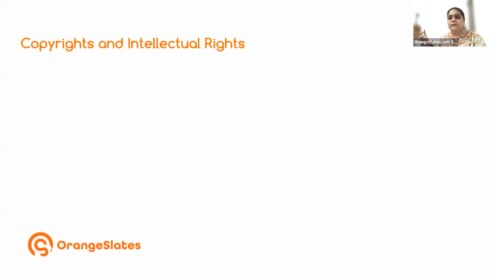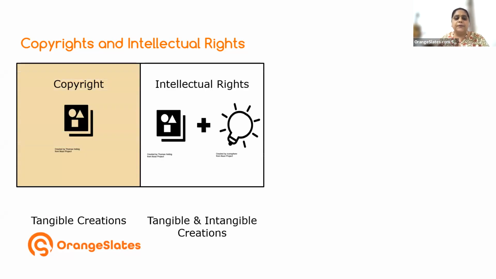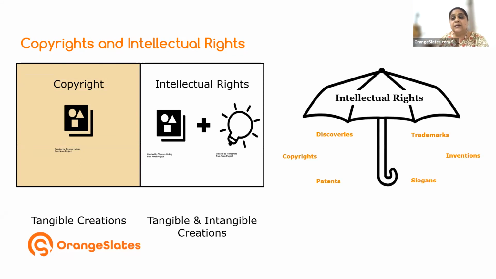So let me just give you a gist about what is copyright and what is intellectual rights. Copyrights are tangible creations. For example, there is a book which is tangible, or there's a product. You copyright the product. Intellectual rights is both tangible and intangible. So your idea is also an intellectual right. So basically, in the umbrella of intellectual right, you have discoveries, you have copyrights, you have patents, you have trademarks, inventions, slogans. You've written a poem. That's also your intellectual right.